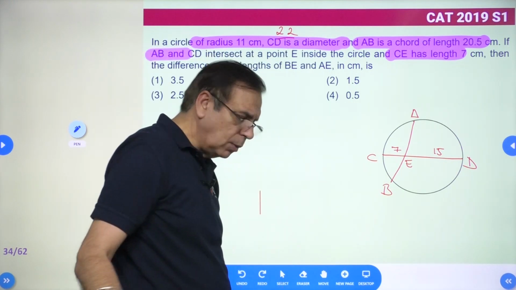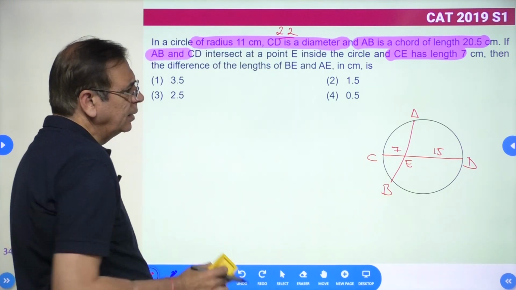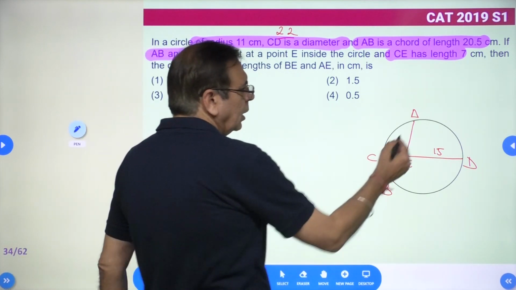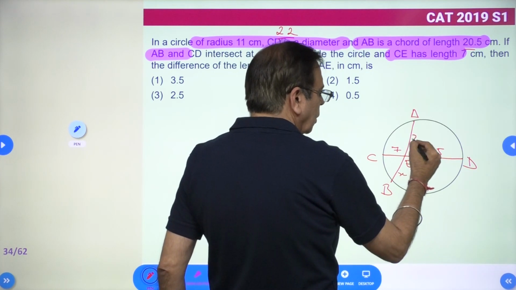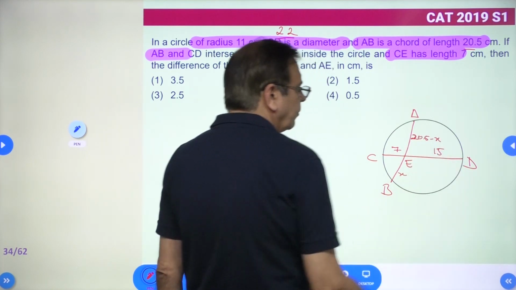Okay. Now, this theorem possibly everyone will know. What is the length of AB? It is 20.5. So if this is x, this will be 20.5 minus x.